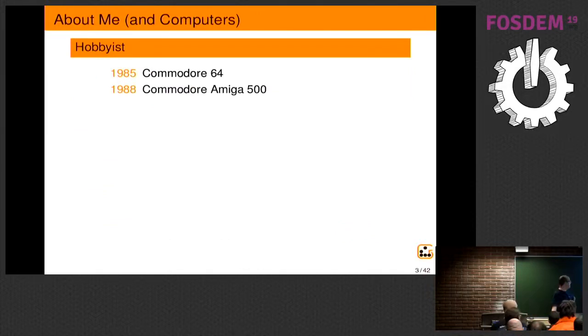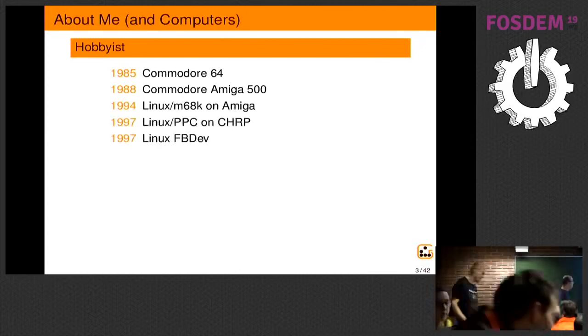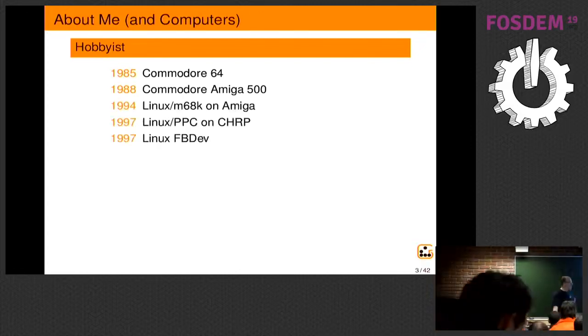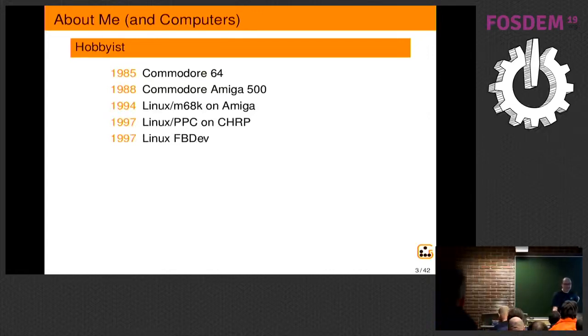First, something about me. I started on real computers a long time ago as a hobbyist, Commodore 64, Amiga, and then about 25 years ago I switched to Linux on various platforms. Most of that was on real hardware. There was some virtualization on the IBM mainframe at university with VM.